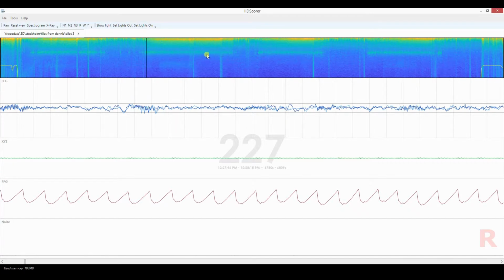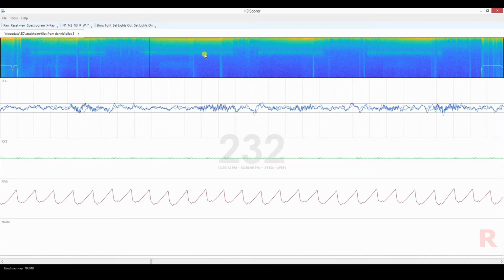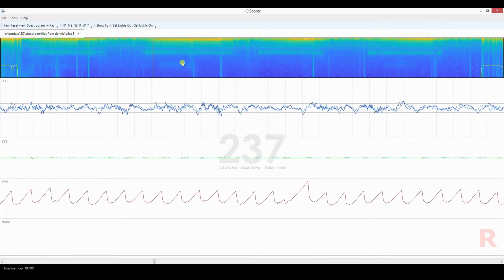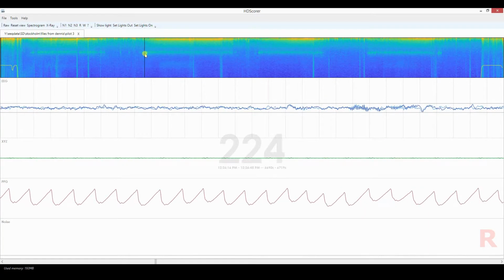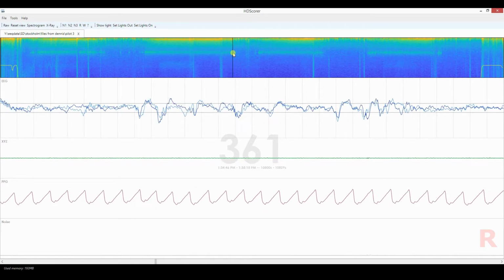Now, the advantage of looking at the spectrogram is that you don't need to move from epoch to epoch, figuring out what stage is this, what stage is this. But just by looking at the spectrogram, you know that there's spindle activity from right about here to right about here. This nice chunk, this is all spindle activity.